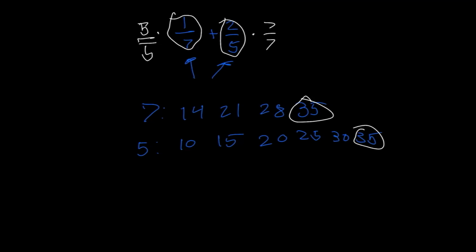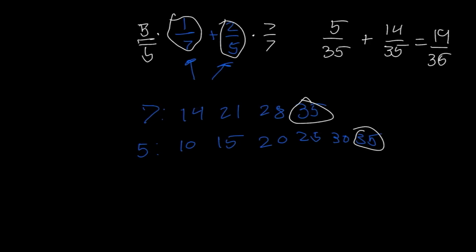And then I'm going to write the new fractions over here. So I have 5 over 35 plus 14 over 35. And this is going to get me 19 over 35.